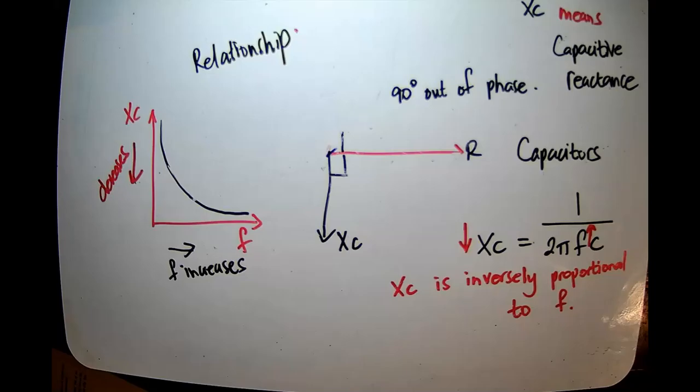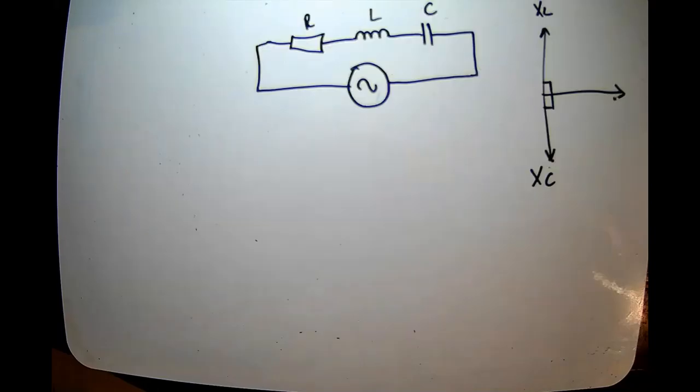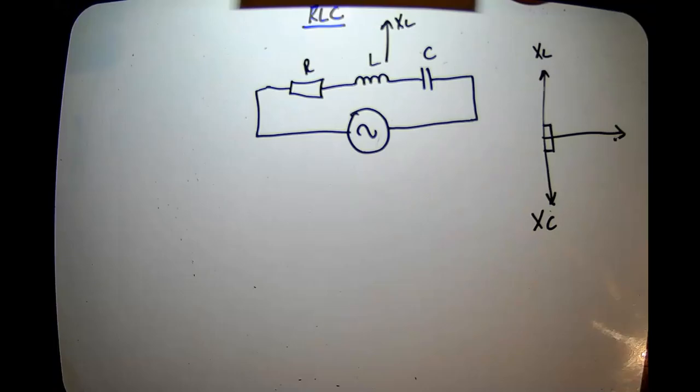This is what we call inversely proportional. So now we have an RLC circuit: resistance, inductor, capacitor. Inductors are normally measured in henries and capacitors in farads. The relationship between XL and XC is 90 degrees apart with the resistance, but 180 degrees apart from each other. So XL is working in one direction and XC is working in the opposite direction.